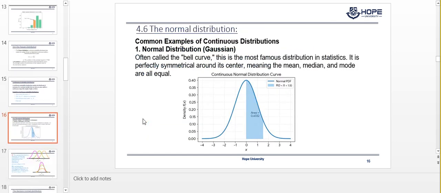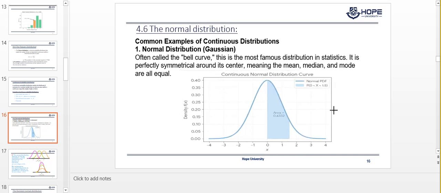We use the normal distribution to understand continuous distributions. The normal distribution, which we can call the bell curve, is the famous distribution in statistics, perfectly symmetric around its center, meaning that the mean, median, and mode are all equal. I repeat, the measures of central tendency, mean, median, and mode, are all equal.